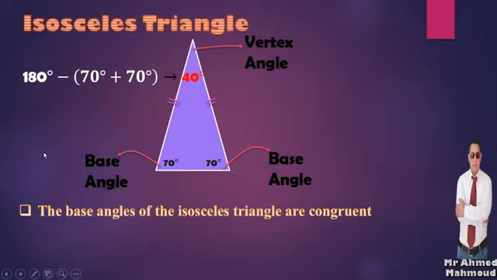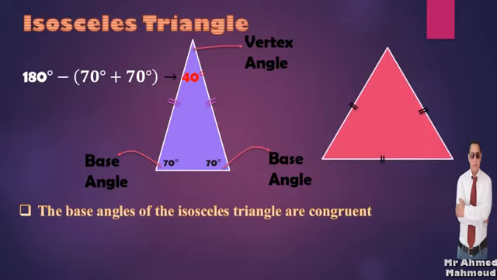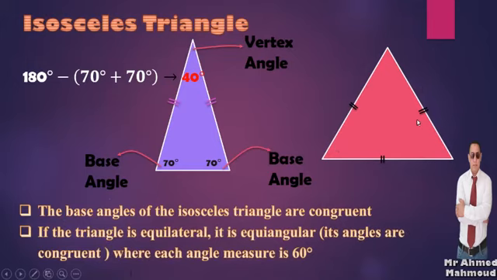Now I'm going to speak about the equilateral triangle like this. This is the equilateral triangle, or the triangle that includes three equal sides. This triangle is called an equilateral triangle or an equiangular triangle. Again, if the triangle is equilateral, it is equiangular. What's the meaning of equiangular? Equiangular means its angles are congruent, or equal in measure, where each of them equals 60 degrees, as we see here. Here we have three equal sides and three equal angles, each of them equals 60 degrees, and this is a constant number for the angle.